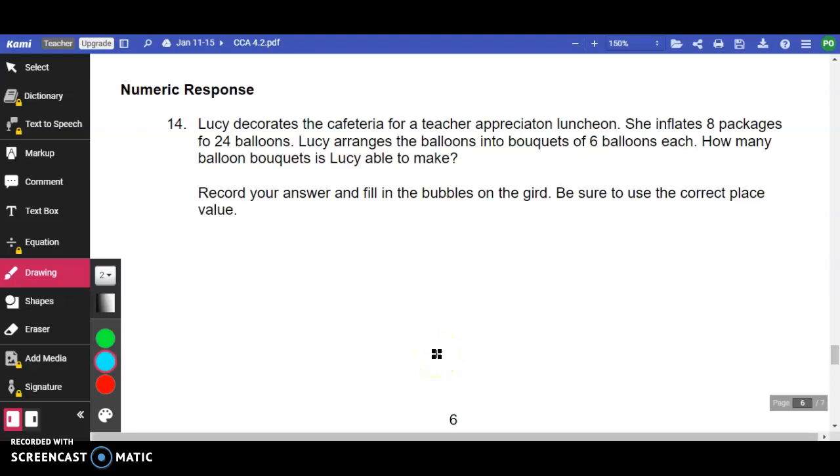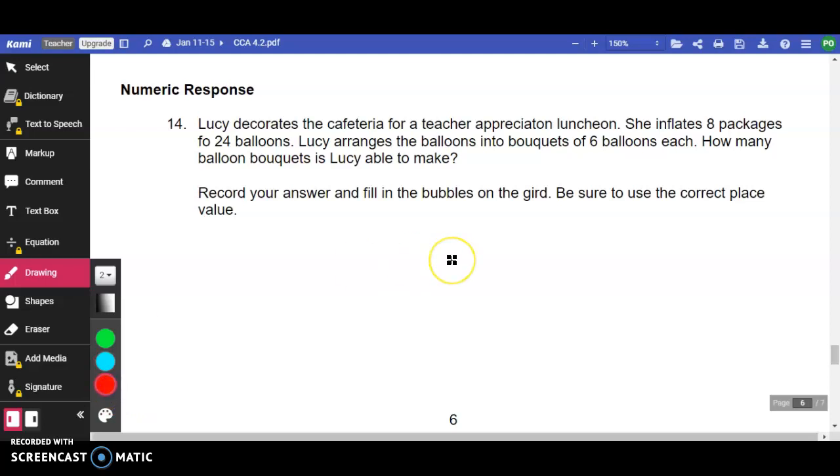Lucy decorates the cafeteria for a teacher appreciation luncheon. She inflates 8 packages of 24 balloons. Lucy arranges the balloons into bouquets of 6 balloons each. How many balloon bouquets is Lucy able to make?